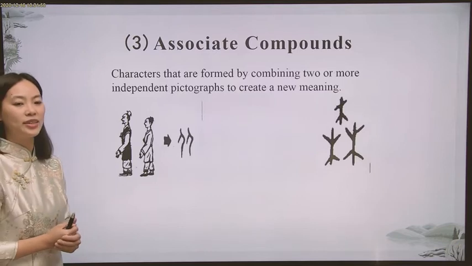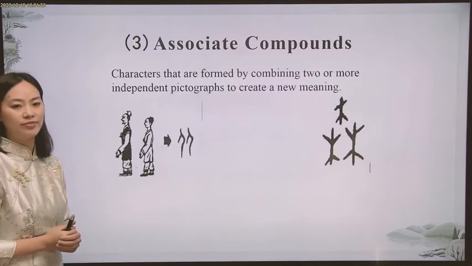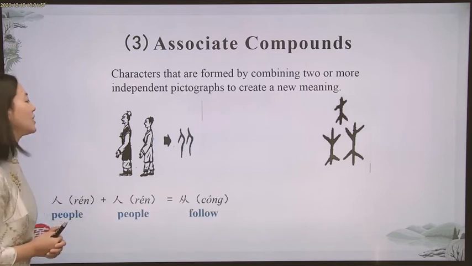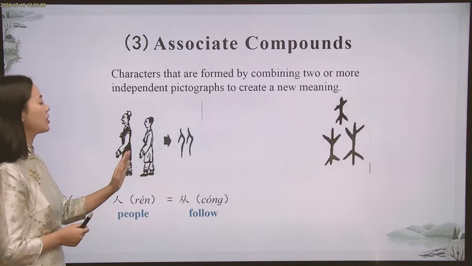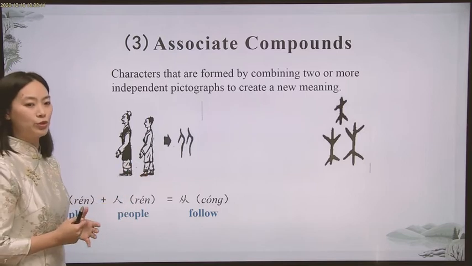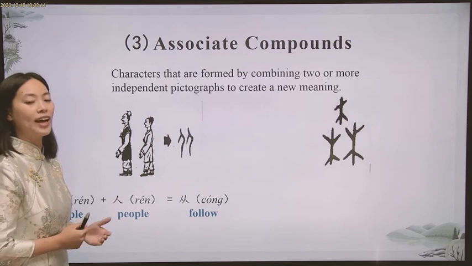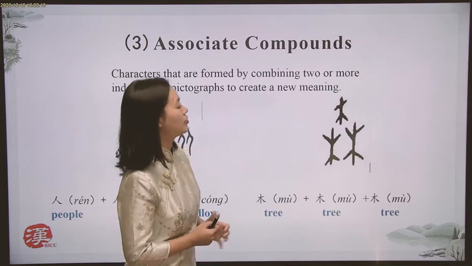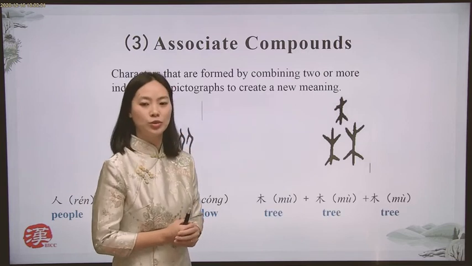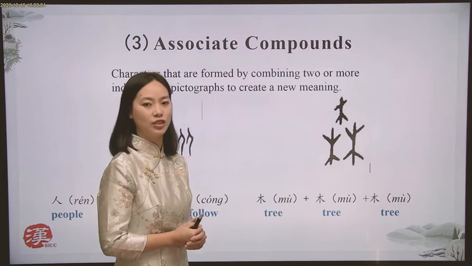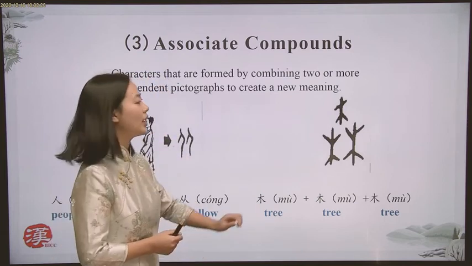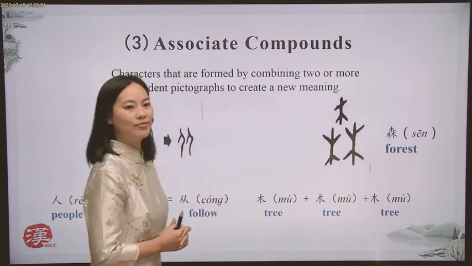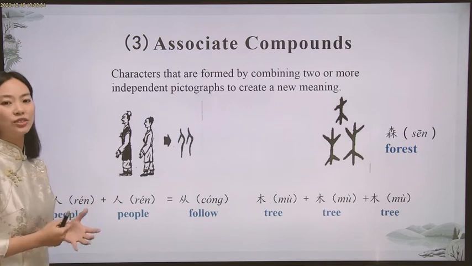Then can you guess the meanings of these two characters? The first is 从, which means to follow. It has a person on the left side and a person on the right side, as if two people are walking forward one after the other. This character is made up of 3 mu. The number 3 in ancient China means a lot, so there are a lot of trees. It means forest. These two characters are associative compounds.